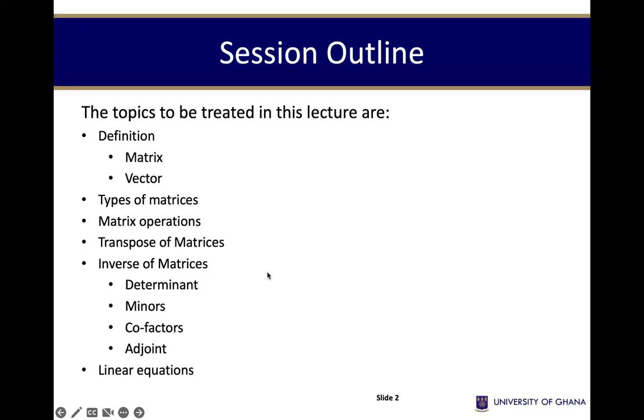At the end, we will be having these topics under discussion. We need to know what a matrix is and what a vector is. We establish the relationship between a vector and a matrix. We also want to know the types of matrices. We look at the matrix operations. We also need to consider how we can transpose matrices. Also find the inverse of matrices in terms of the determinant, the minors, the cofactors, the adjoint. And lastly, we will end with looking at linear equations.